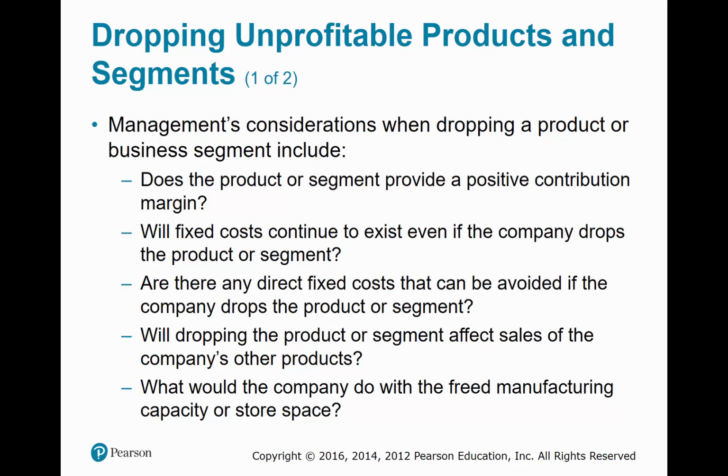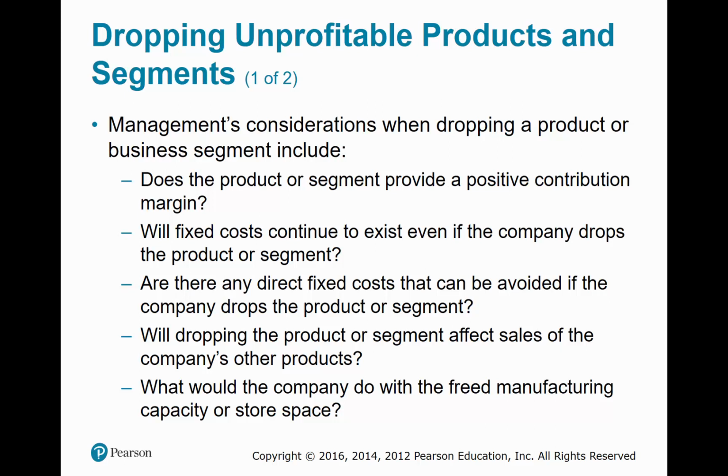So here's some questions to ask. Does the product or segment provide a positive contribution to margin? Will the fixed costs continue to exist even if I drop the product segment? Because sometimes they'll think if I drop this, it'll save me tons of money, but it's based on some huge fixed cost that's not going to change even if they drop it, right? Especially if they're allocating, say, something like a building. So they're allocating the cost of that, or allocating their rent to that product margin, well, when that product margin goes away, that rent is still there, right? Unless you can somehow change it.